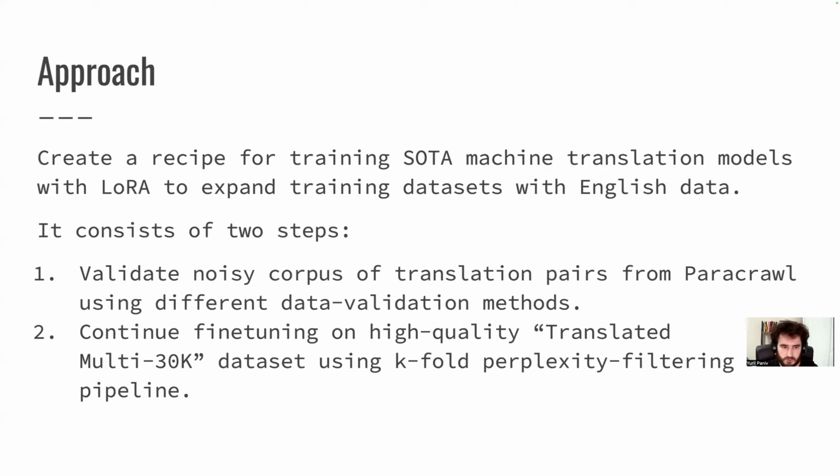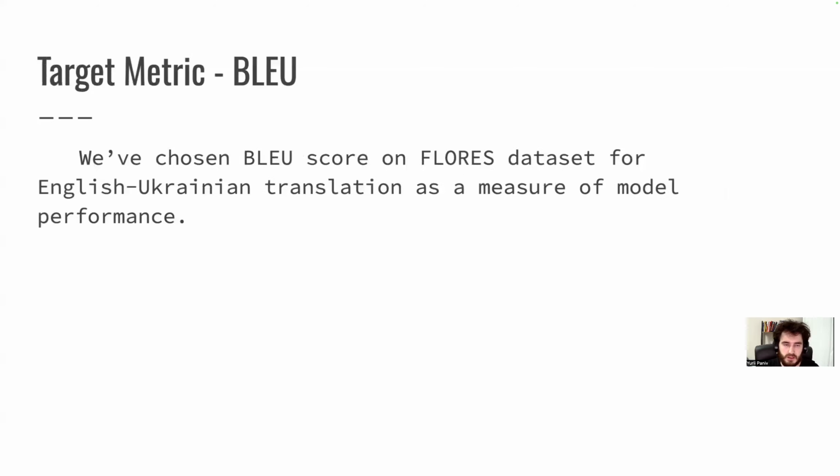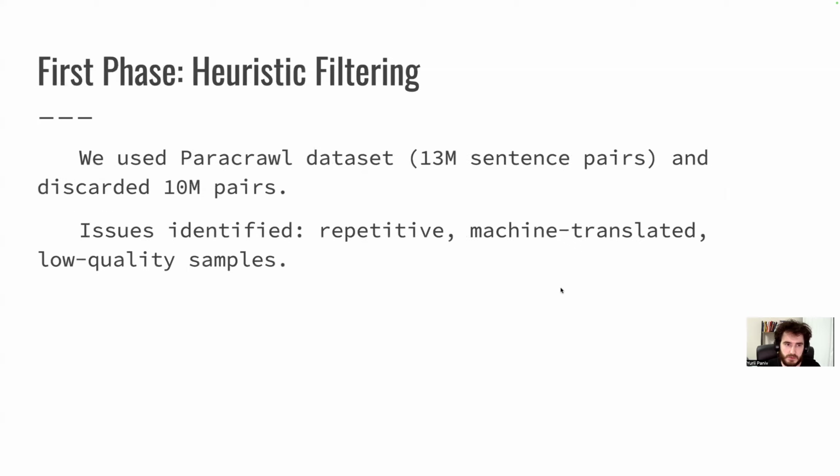It consists of two steps. The first step is to validate a noisy corpus of translation pairs from ParaCrawl using different data validation methods. And the second step is to continue fine-tuning on the high-quality translated Multi-30K dataset using a k-fold perplexity filtering pipeline. Our target metric is BLEU. We've chosen the BLEU score on the FLORES dataset for English-Ukrainian translation as a measure of our model performance.